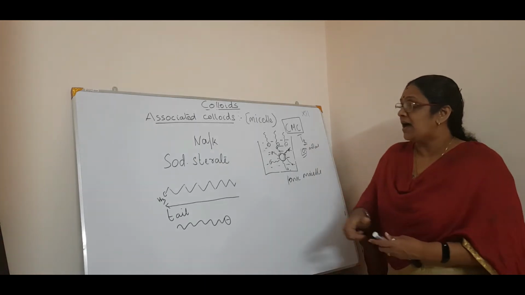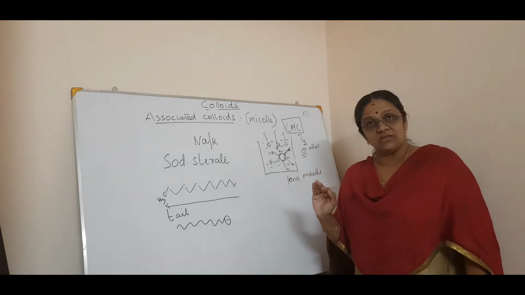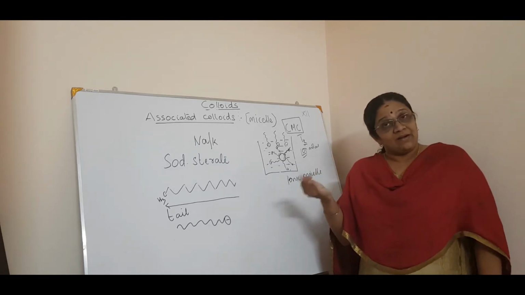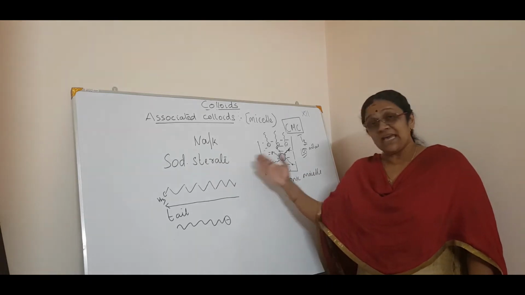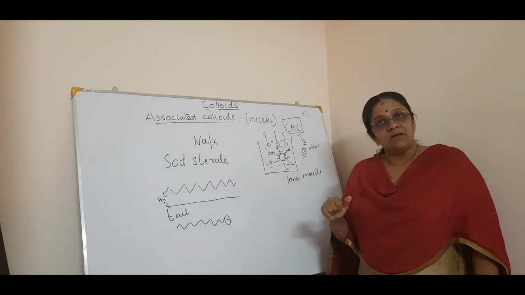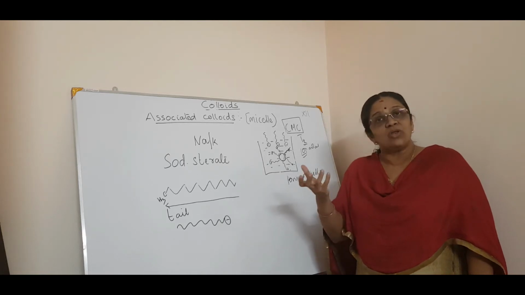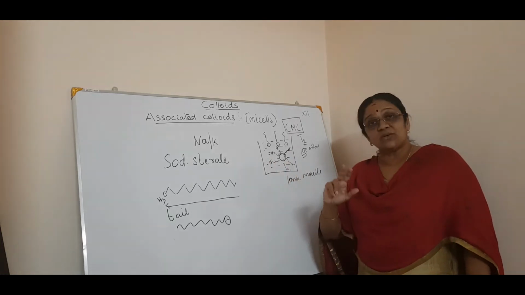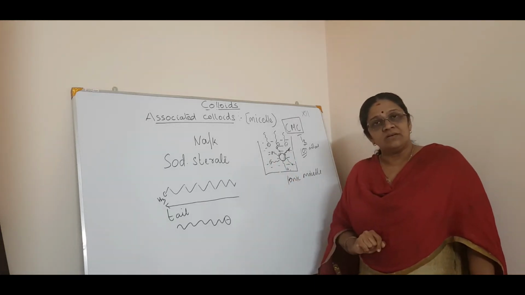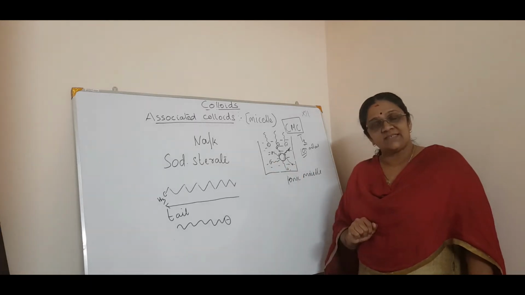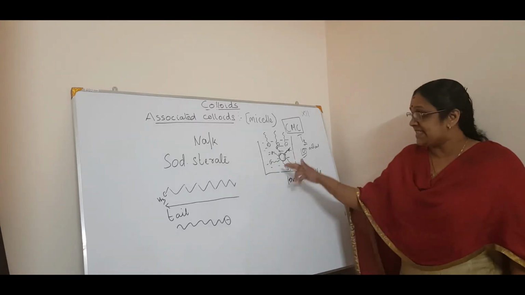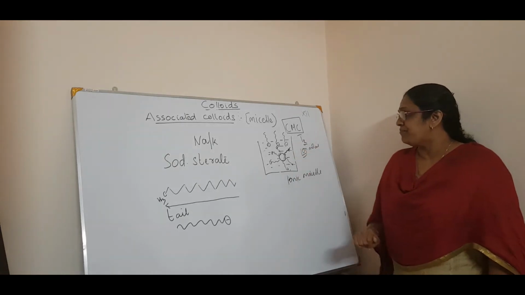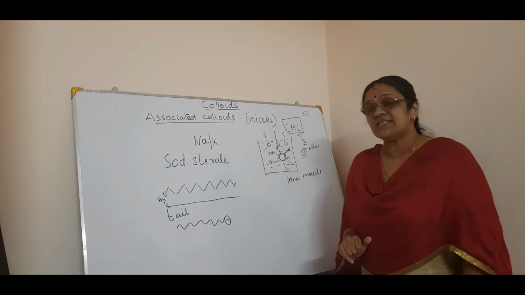So this is about the associated colloids or micelles. Keep in mind the critical micelle concentration, then the Kraft temperature, then the mechanism of how the micelles are formed. Normally more than 1000 molecules make a micelle. This is called an ionic micelle. The micelles stay apart by ionic repulsion. It will show the Tyndall effect, and it is an example of an emulsion. These are the things to note about associated colloids.